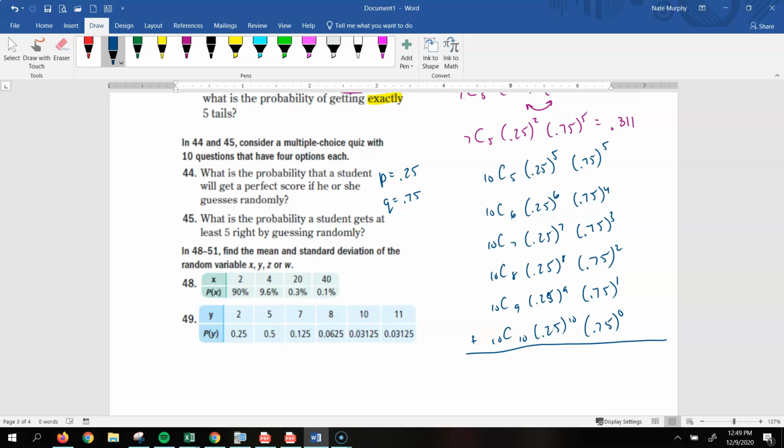So we can put that one in as 0.75 to the 0 power just to keep up with the pattern. But when you add all these together, you end up getting your final answer of 0.078. Or if I asked you to do it as a percent, you'd say 7.8%.